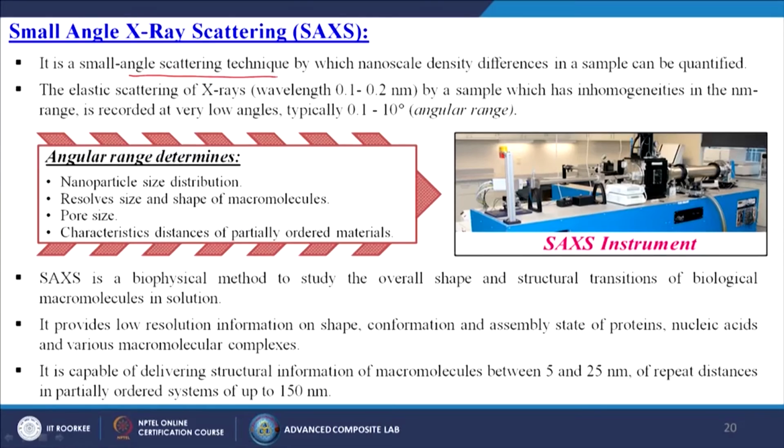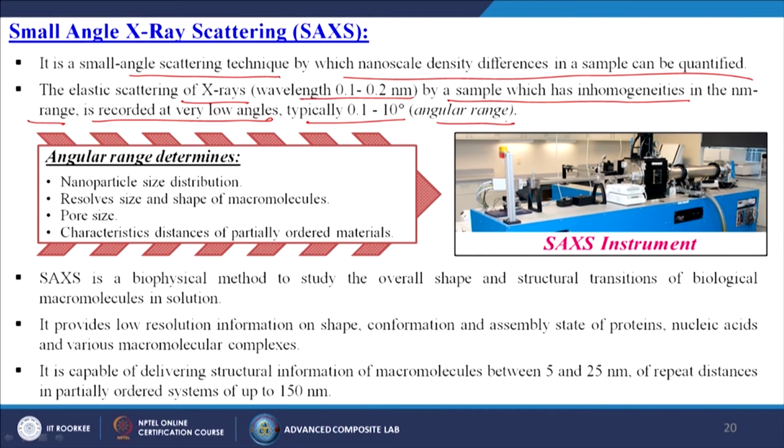Next one is called small angle X-ray scattering, or SAXS. It is a small angle scattering technique by which nanoscale density differences in a sample can be quantified. The elastic scattering of X-rays, with wavelength generally 0.1 to 0.2 nanometer, by a sample which has inhomogeneities in the nanometer range is recorded at very low angles, typically in the 0.1 to 10 degree angular range.